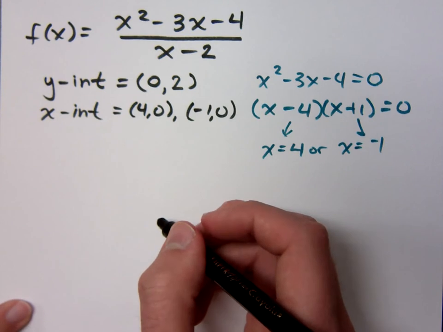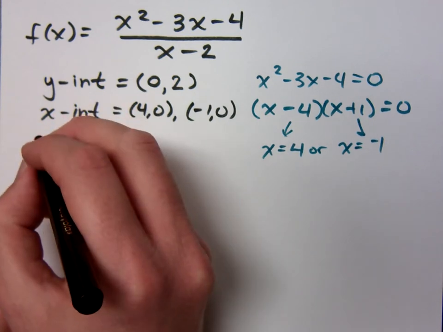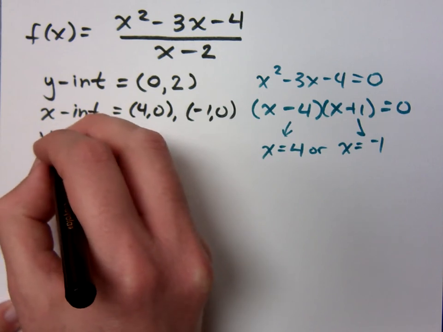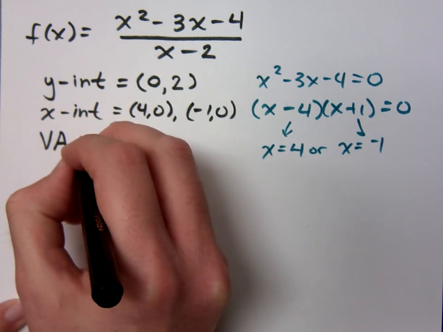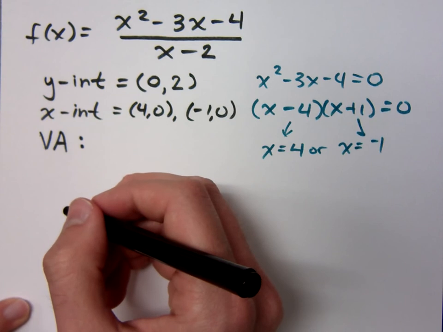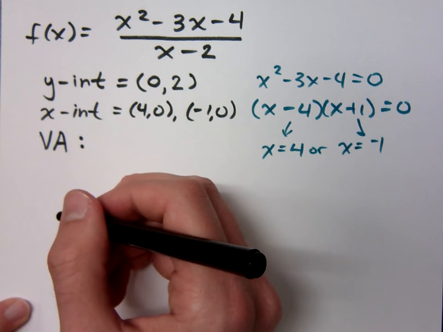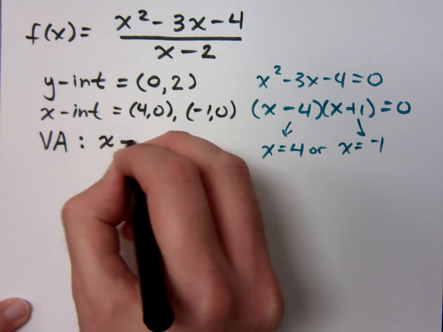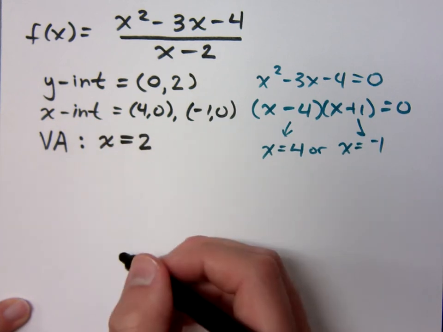Now, you're speaking about the denominator. What do we get from the denominator? Vertical asymptote. Your vertical asymptote is what makes the denominator equal 0. If I ask what makes this denominator equal 0, you say x equals 2.